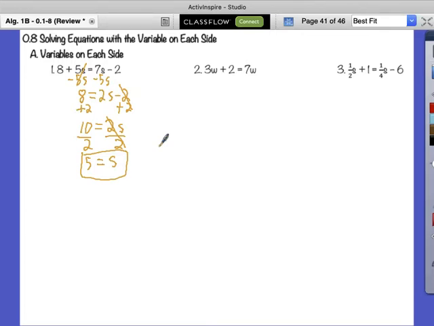I don't know. What goes into both 2 and 4, Aiden? 2 goes into 2 how many times? Okay, so 1 on the top. Over what? How many times does it go into 4? 2. Yep, equals what?